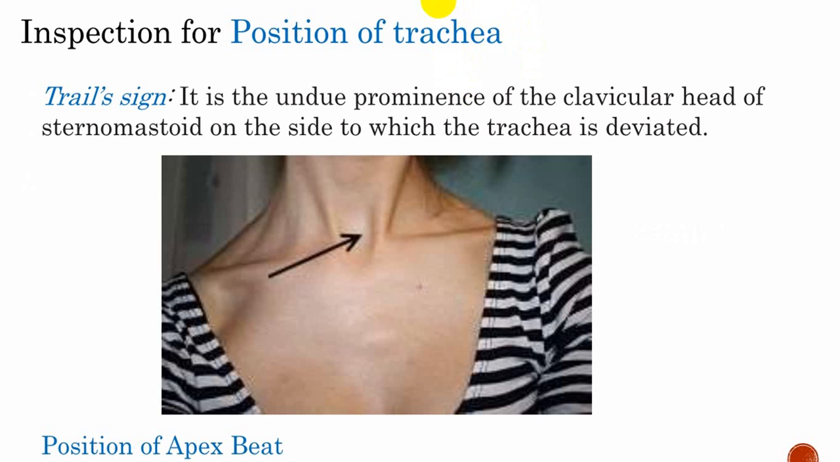So you can see here, this side trachea is shifted to this side. So this sternomastoid has become prominent. So we'll say Trail's sign is positive on this side. So trachea is shifted to left.